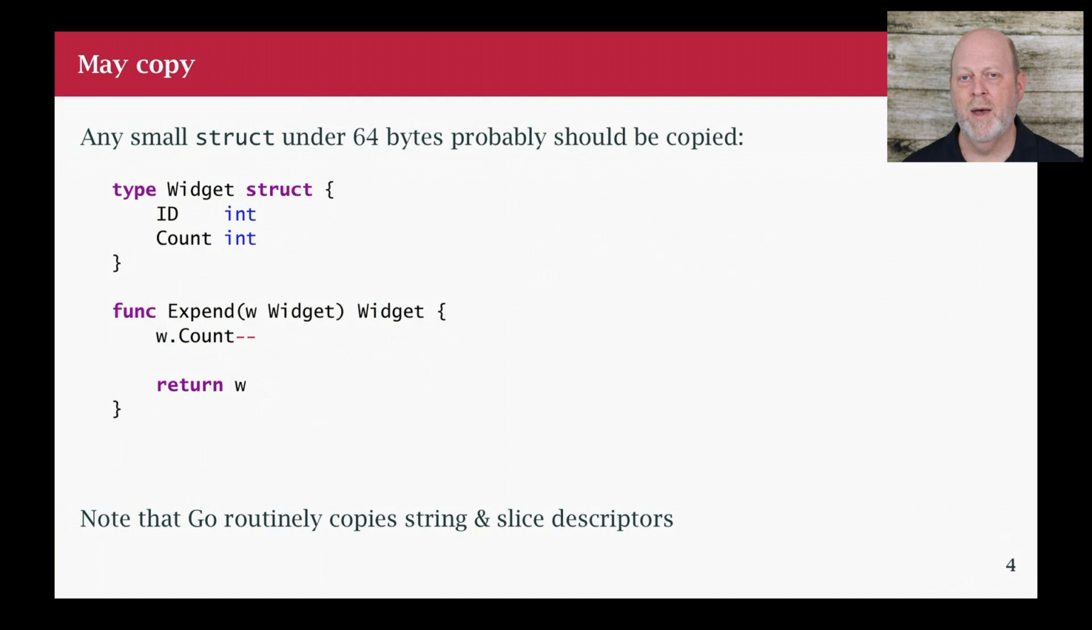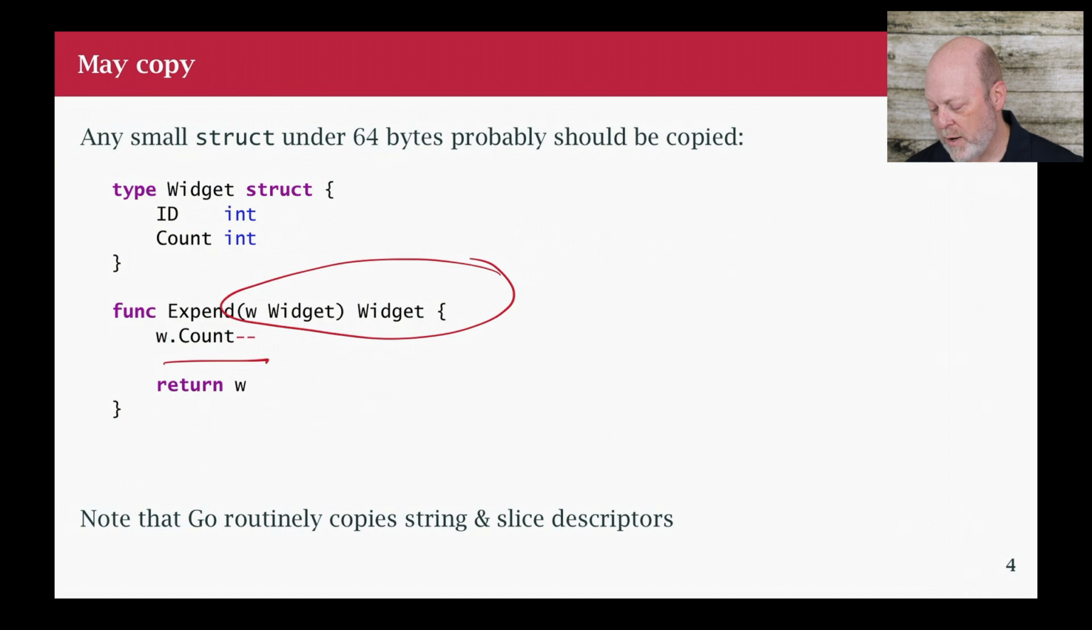It's perfectly okay to write a function that copies a struct in, changes it, and passes it back, as long as we actually pass it back. So here I have my little widget type, and it's very small, it's 2 integers. So I could take the widget in, modify it, and then return it. Now, if I don't return it, the modification will never be visible.